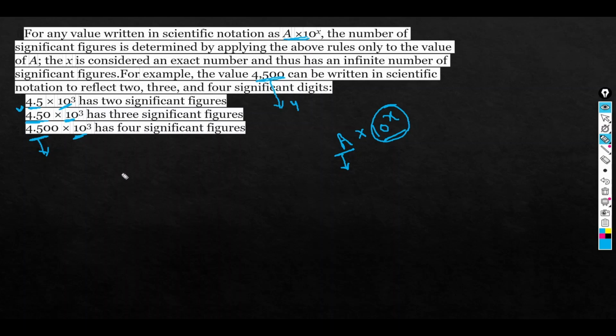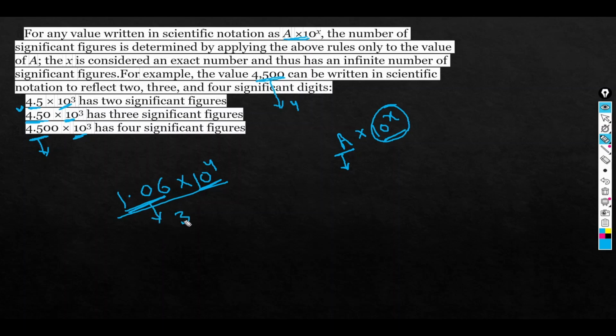Now, a few more examples just to test whether you have understood the concept or not. Try to solve this one. How many significant figures will be there in this? 1.06 into 10 to the power 4. Just based on this concept. So according to the rule that we have done, we don't have to look to this thing. All the rules will be applicable to this only.